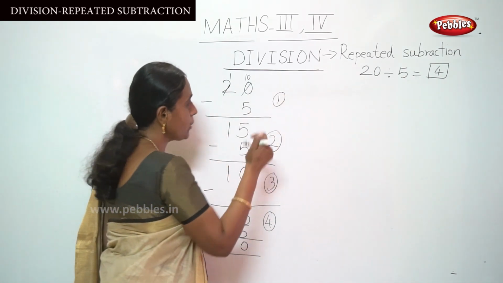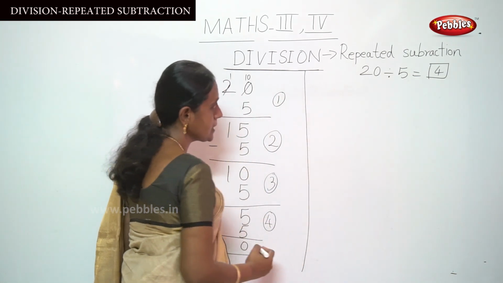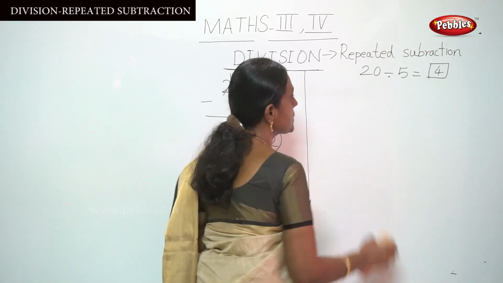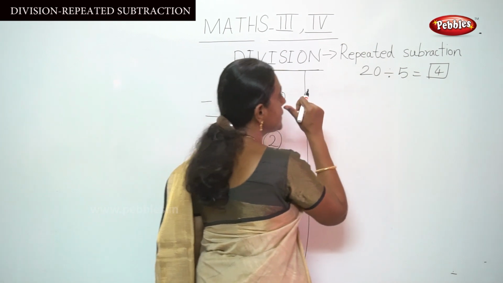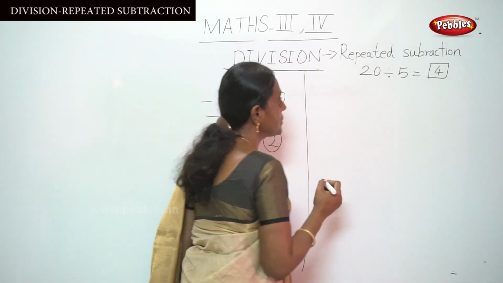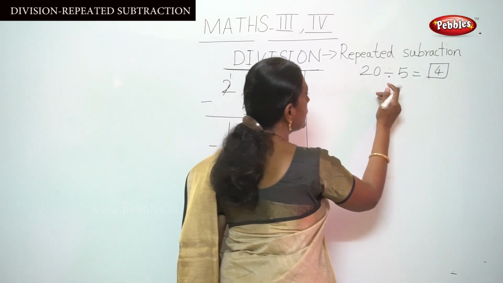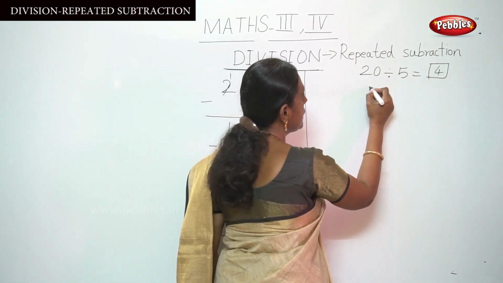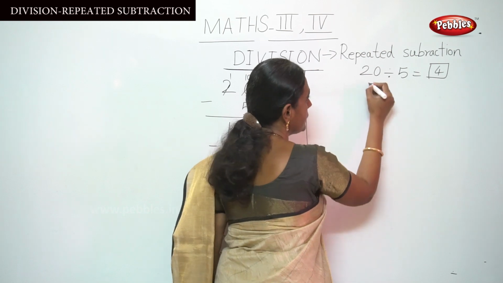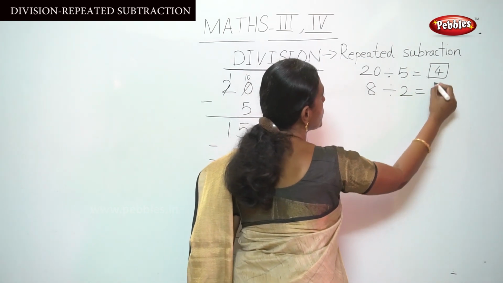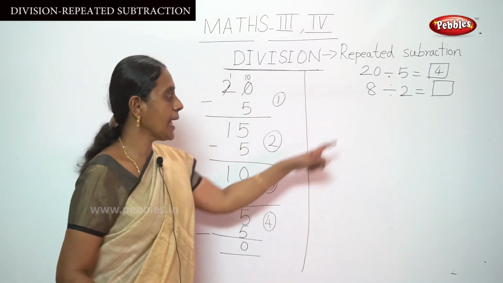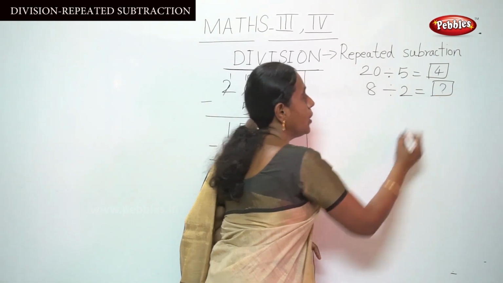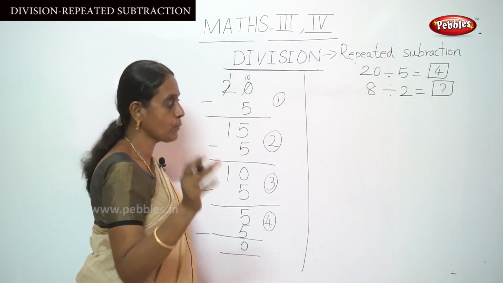I am going to explain one more example for you, children. I am going to write the next sum, where you can take the 3 table, or 6 table, or 2 table, anything. I am going to write 8 divided by 2. Find this quotient by repeated subtraction. I am going to explain.